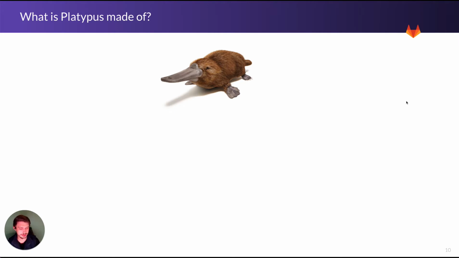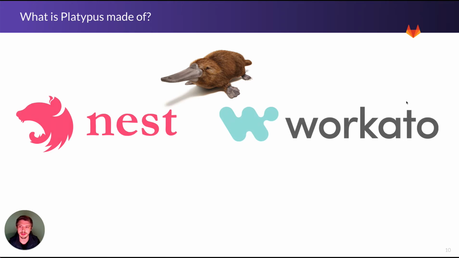So like a platypus, our integrations platform picks the best features of different tools to create boring solutions to common problems that we face at the company. So we've picked two tools for our integrations platform, Nest and Workato.